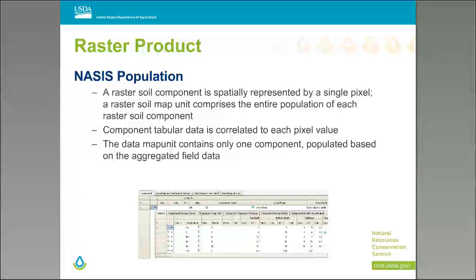A raster soil component is spatially represented by a single pixel, and a raster soil map unit comprises the entire population of each raster soil component. And component tabular data is correlated to each pixel value, but the DMU contains only one component. So the population is based on the aggregated field data, like I said on the last slide.